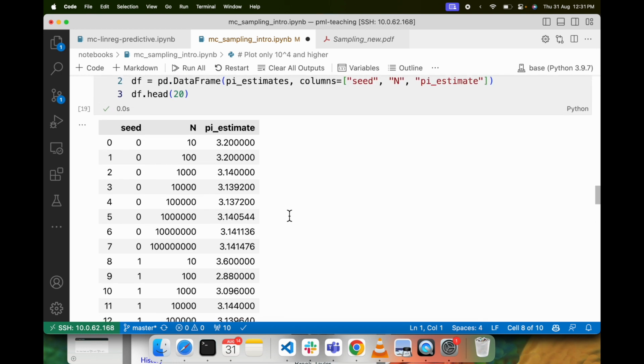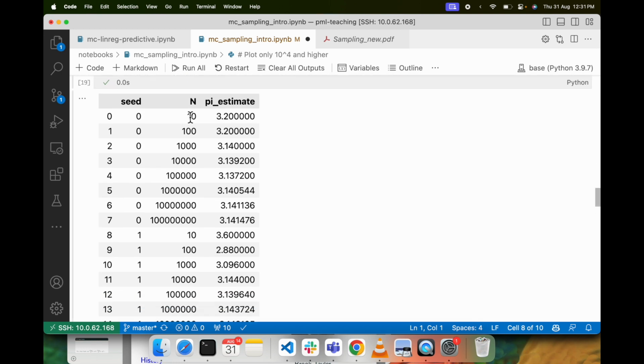Right. So for the first seed, n equal to 10, the estimate is 3.2, 3.2, 3.14, 3.139. So even for this 10 to the power 8, right, it seems that we have not got the fourth digit correct. It should be 3.14159265535. I don't remember beyond that, but so 3.141 is correct, but this decimal place is wrong.